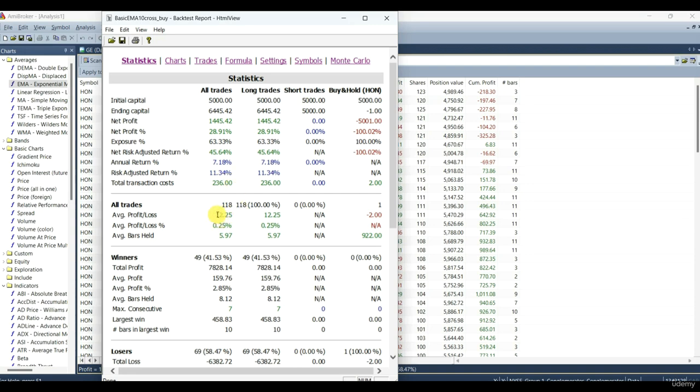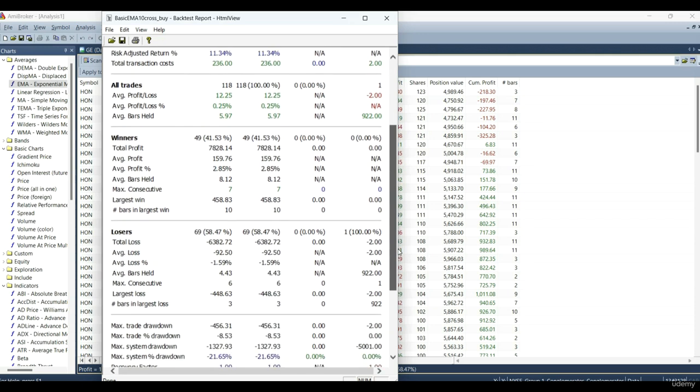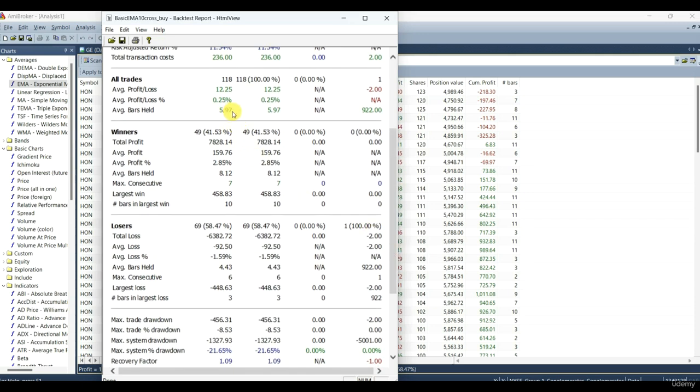Average profit or loss: a trade had an average profit of $12.25. An average trade lasts for more or less 6 days. 6 bars, but in our case it is 6 days.